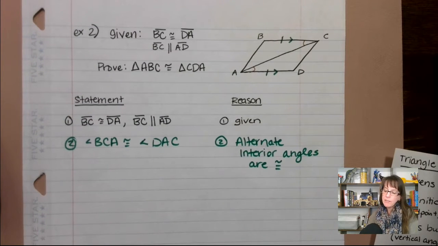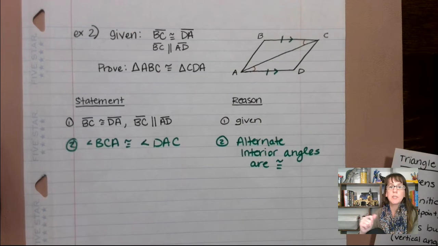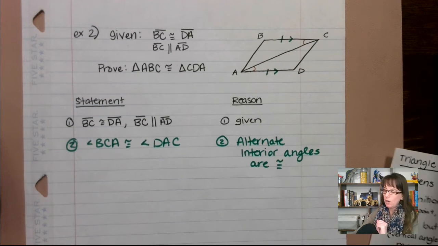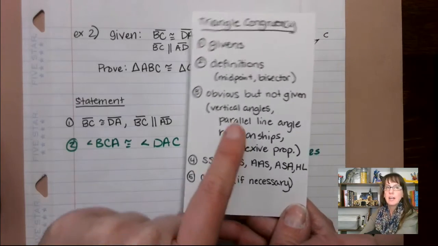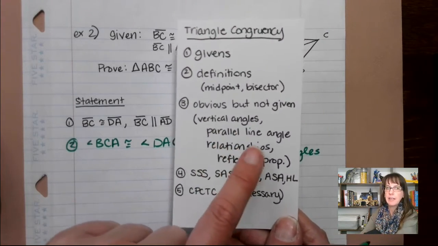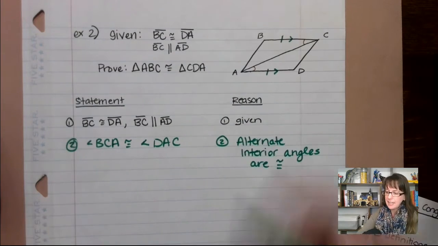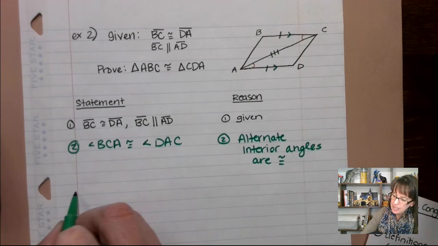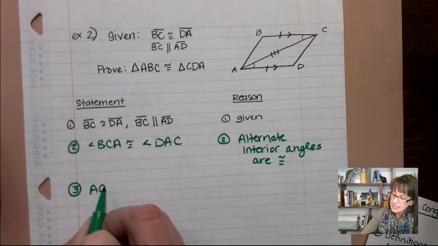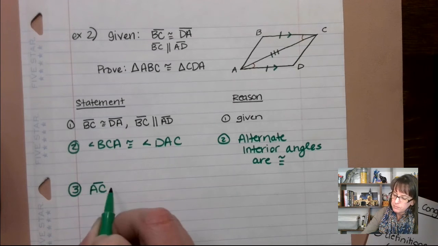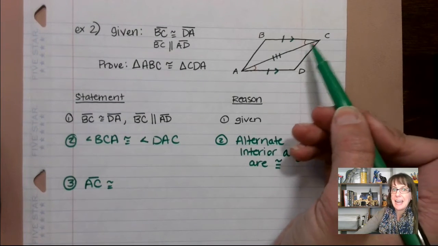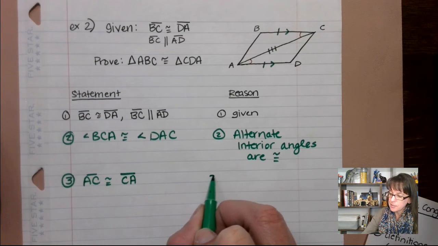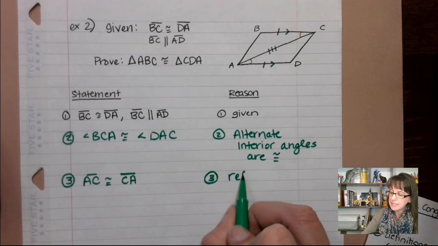Okay, so now we have angles and we have one side. Remember, we're doing side angle side here, so the angle must come between the two sides. Well, also with my obvious but not givens, I did vertical angles, we don't have any of those. Parallel line angle relationships, reflexive property. I see a reflexive property right here. AC is congruent to CA for this other triangle, CA. So you've got to be careful with your congruency statement there. And that is the reflexive property.